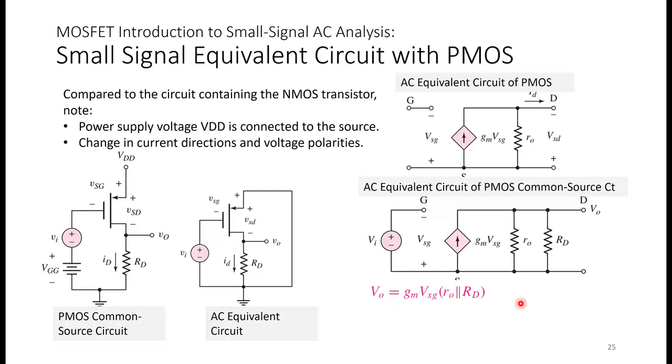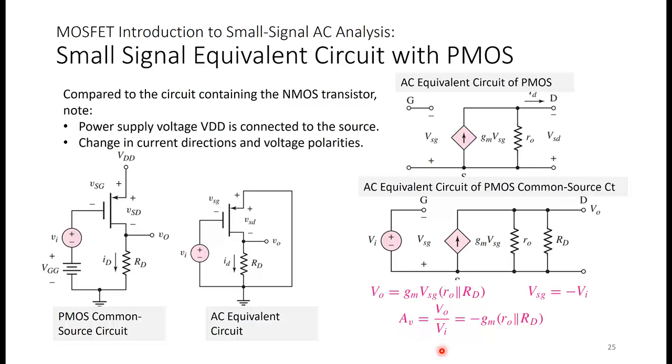From the input loop, we find an expression for VSG to replace the VSG term in Vout. From the input loop, VSG equals negative Vin. When we draw the equivalent model, the gate and drain are at the top and the source is at the bottom, so when we say VSG, the positive terminal is at the bottom. When we do KVL around here, VSG equals negative Vin. Replacing VSG's expression here, we get an expression for Av, which is Vout over Vin.